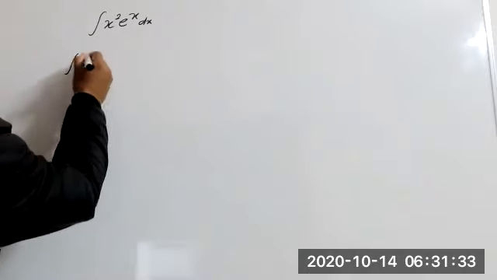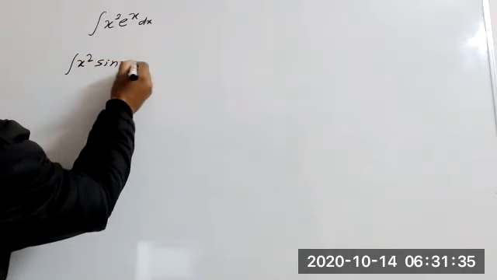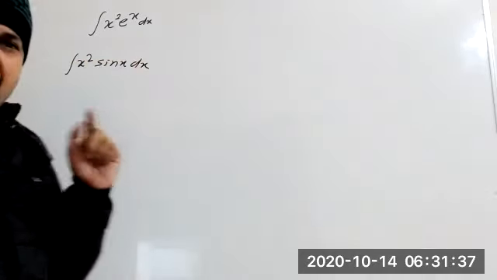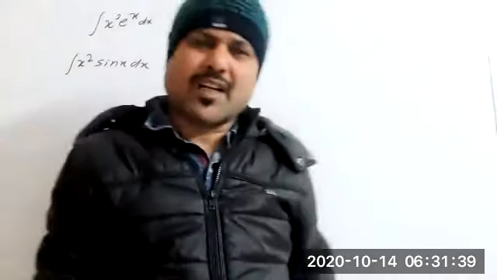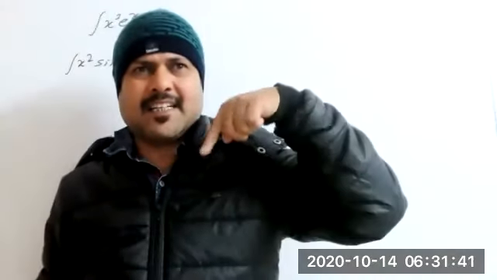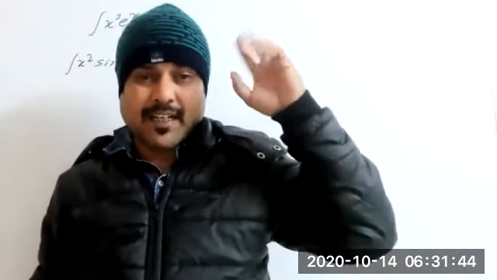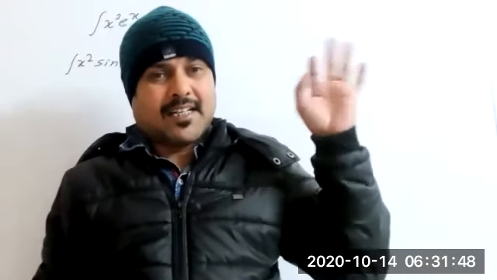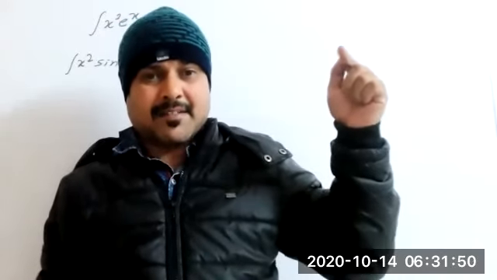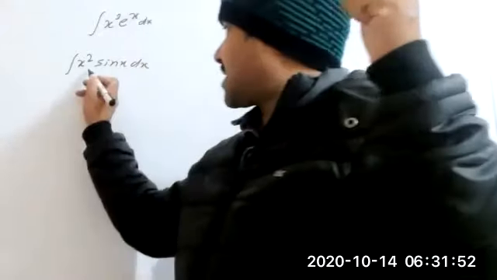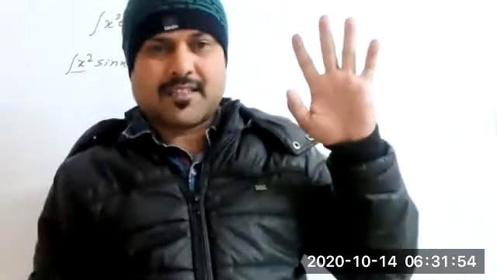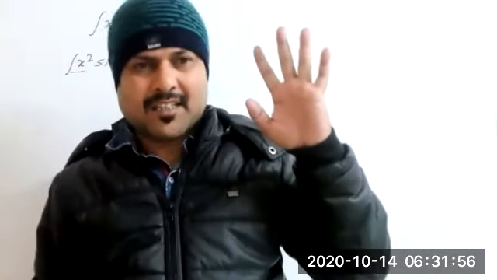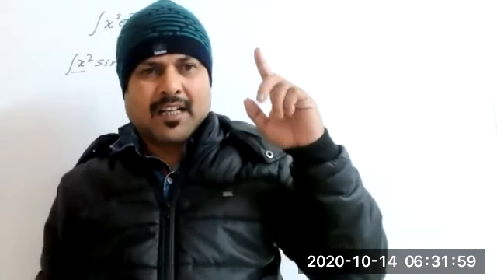For example, integration of x square sin x. According to the ILATE rule, is this correct? T means trigonometry, it is coming after algebraic. A means algebraic, yes, algebraic is first in order. Here algebraic order is proper, then A, T means trigonometry.